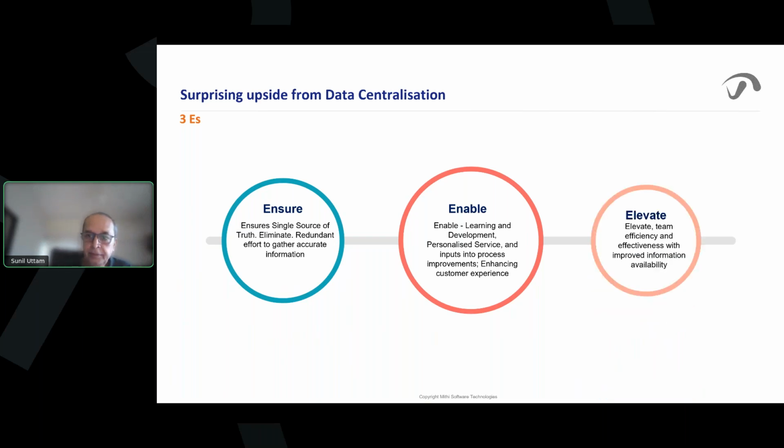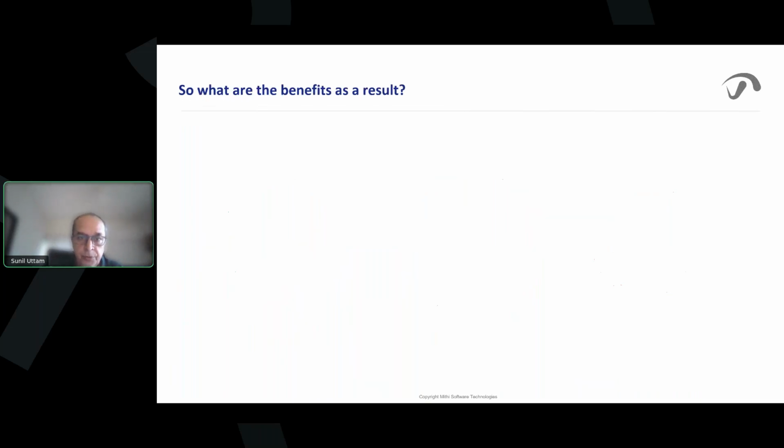We saw 25% team time is lost in just searching. That's a huge loss, right? One fourth of a salary is gone in waste. Another way to look at it, a salary bill is gone in waste. So if I can elevate team efficiency with improved information availability, which means on demand people can find information, right? Ensure, enable, elevate. This is what centralization of data does to you, right?